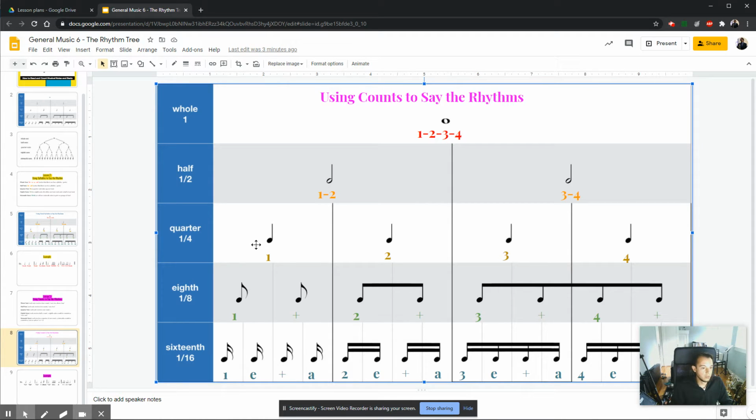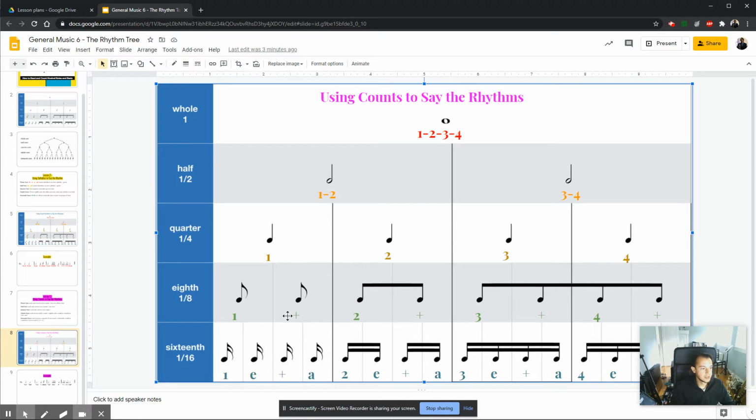Quarter notes only get 1 count each. So you'll see it's 1, 2, 3, 4, 1, 2, 3, 4. The quarter note gets 1 beat. So if, for example, you had a quarter note, then a half note in the middle, and then a quarter note here, this third line would go 1, 2, 3, 4. That's that. Eighth notes get half a count each.